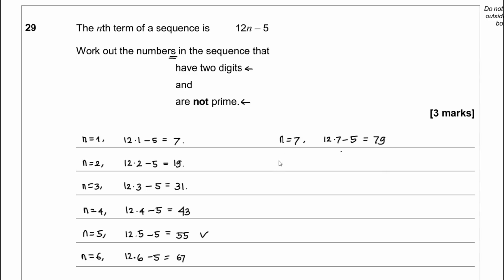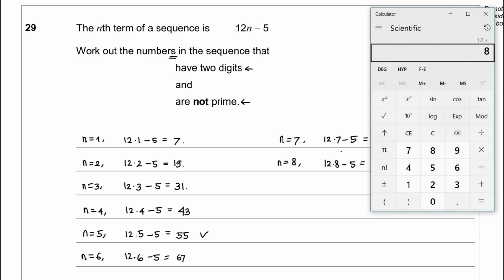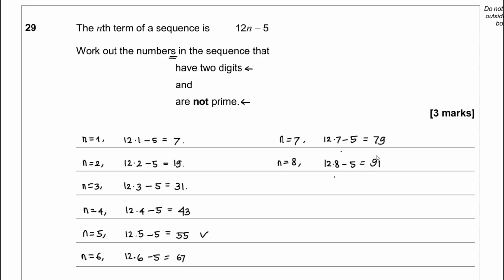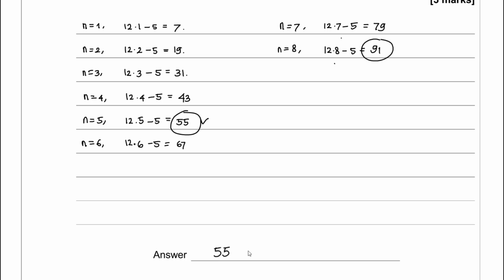We have to work again with n equal to 8. So 12 times 8 minus 5. Let's do it on the calculator. 12 times 8 minus 5, it's 91. Is 91 a prime number? No, it's not, because it's a multiple of 7. So we can take this one as well. 91 and 55. That should be okay. We have 2 answers. Then we are done. 55 and 91.